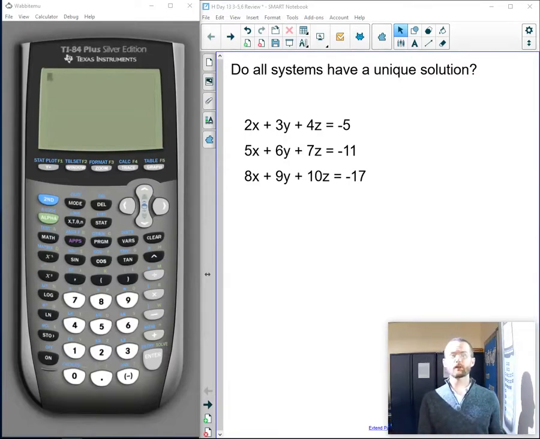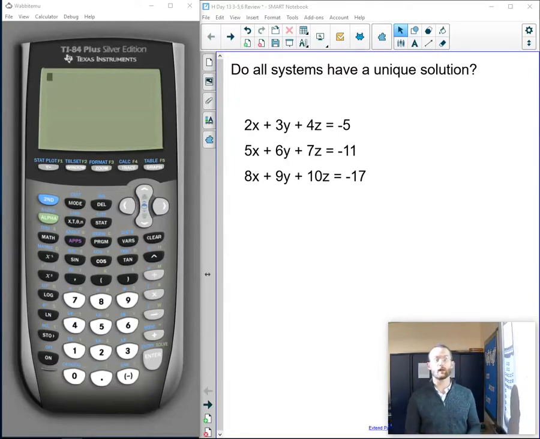We've already seen in previous videos systems of two variables that have had no solutions, and we've seen systems of two variables that have infinitely many solutions. So we've already seen examples where a system does not have one unique solution. But how does that look with a three variable system? So what we're going to do is try and solve this system using matrices and see what happens.